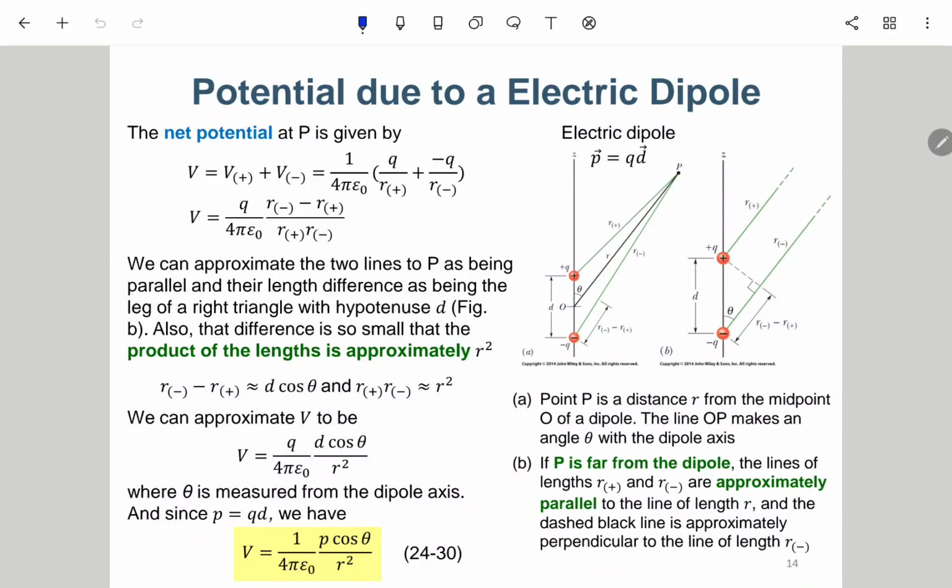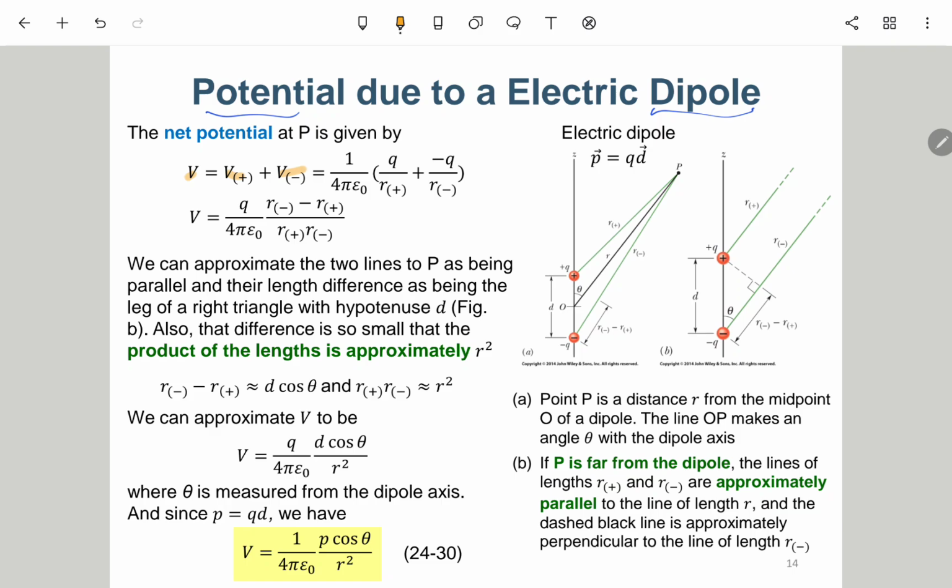Okay, so next one, we will talk about the potential due to an electric dipole. In chapter 22 we introduced the electric dipole. This time we compute its potential, and this potential is quite interesting, because we actually use this formula when designing antennas. Okay, so here it says the net potential at P is given by V equals V plus plus V minus.